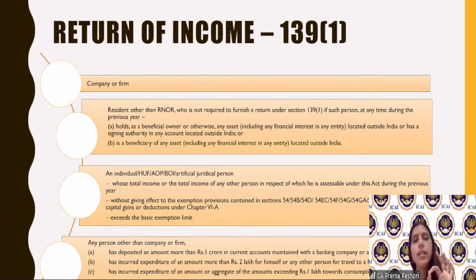So 139(1) says that every company and the partnership firm and LLPs are mandatorily required to file the return of income. Right? Company, partnership firms, LLPs are mandatorily required to file the return of income. So even if you might not be having any income during the year in a company, quite possible that the company does not have any income or the firm doesn't have any income during the year, it is still required to file the return.